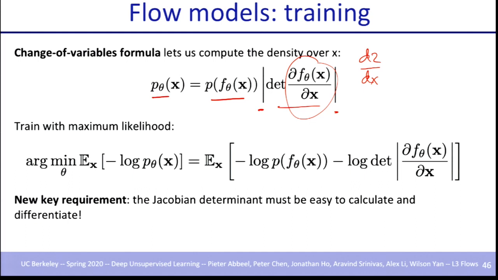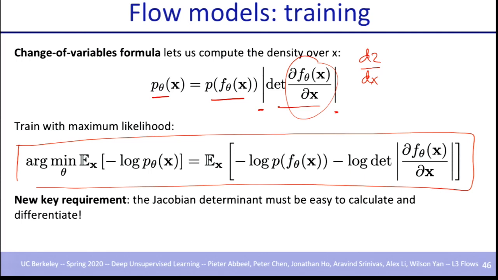Doing this has one additional requirement. In addition to the function needing to be invertible and differentiable, we also need it to be the case that the log determinant is easy to compute. Because if that's not easy to compute, then your training objective, shown over here, will be hard to optimize. You want your training objective to be easy to compute. So the new key requirement: the Jacobian determinant must be easy to calculate and differentiate, in addition to, of course, f theta being differentiable and invertible.